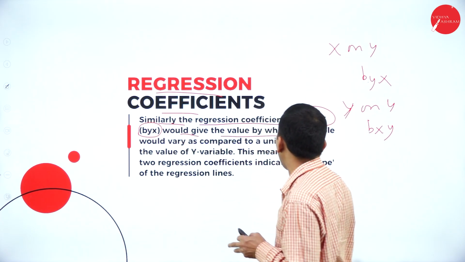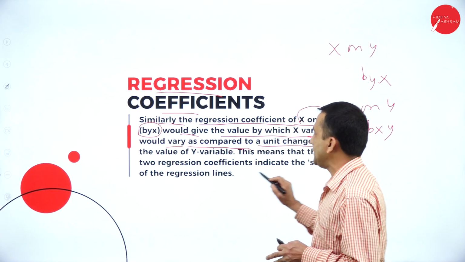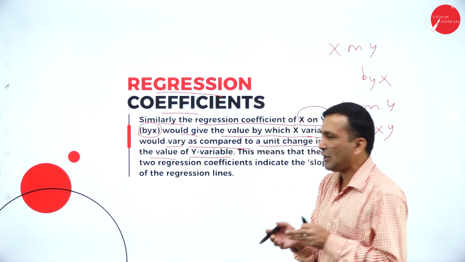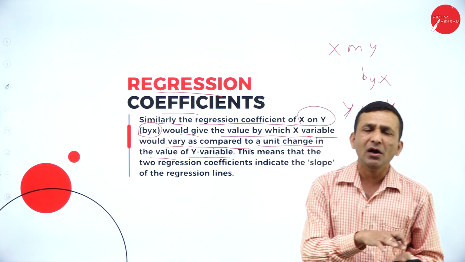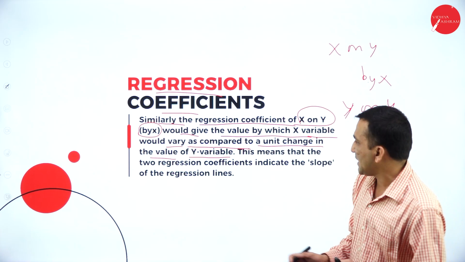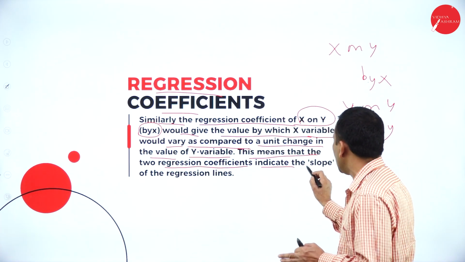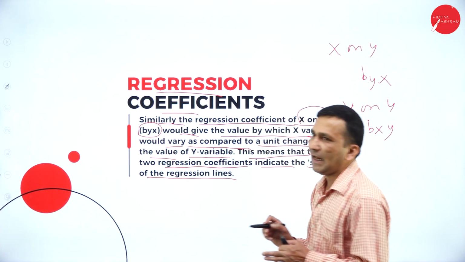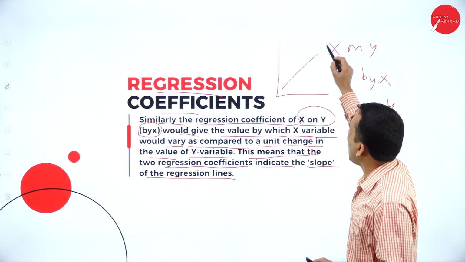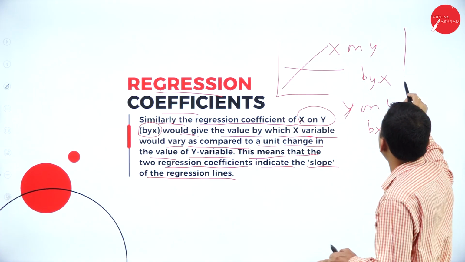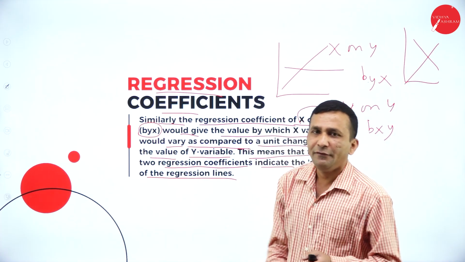It gives the value by which the x variable would vary compared to a unit change in the y variable, because everything depends on one another. So we have to decide whether x is dependent or independent. The two regression coefficients indicate the slope of the regression line, either going upward like this graph, or a downward slope. We can decide based on the data.